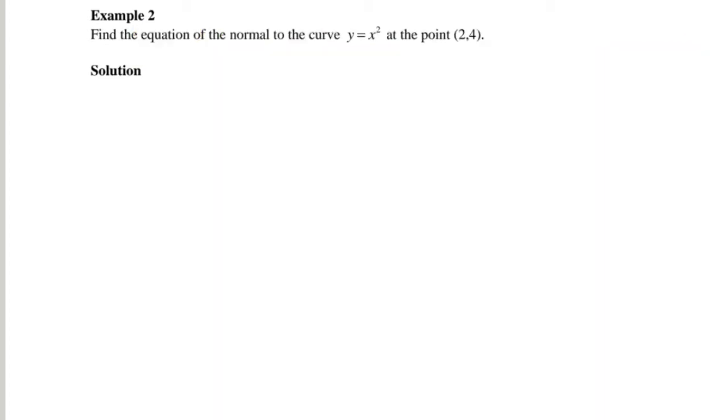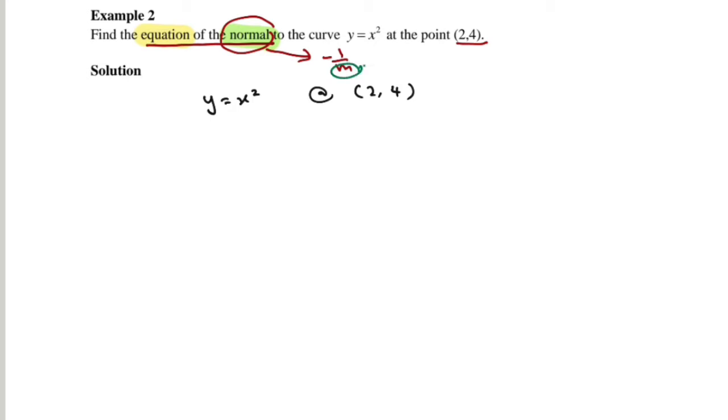Now, example 2 wants you to find the equation of the normal to the curve at the point (2, 4). What is the keyword in this question? The keyword is normal to the curve, and we want to find the equation of the normal to the curve. Now, when you see the word normal, how to find the gradient of the normal line? The gradient of the normal line is negative 1 over m. And how to find the value of that m? Remember that m is just equal to dy over dx.